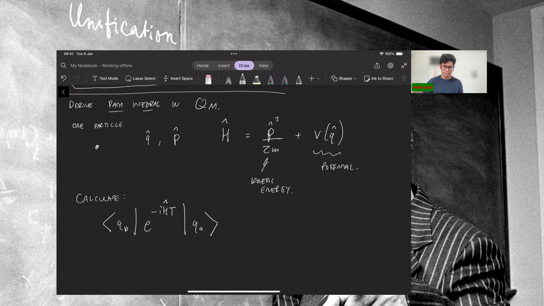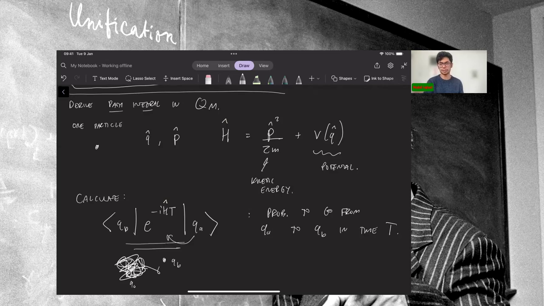Let me just take a second and talk about the hats. I'm going to put a hat on every operator, so every operator in the quantum mechanical Hilbert space has a hat on it. Now this is telling us the probability to go from QA to QB in time t. This is saying start at some point QA, evolve with the Hamiltonian, and then the particle does some crazy thing, and then measure it at QB. That is what this quantity is measuring.